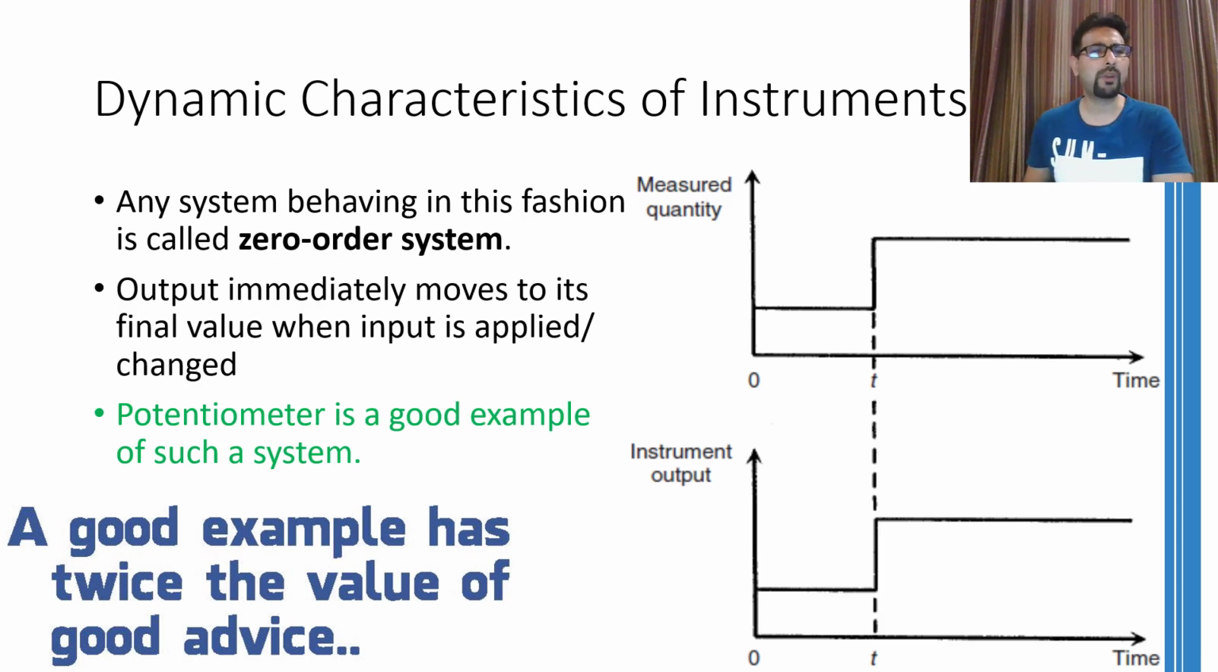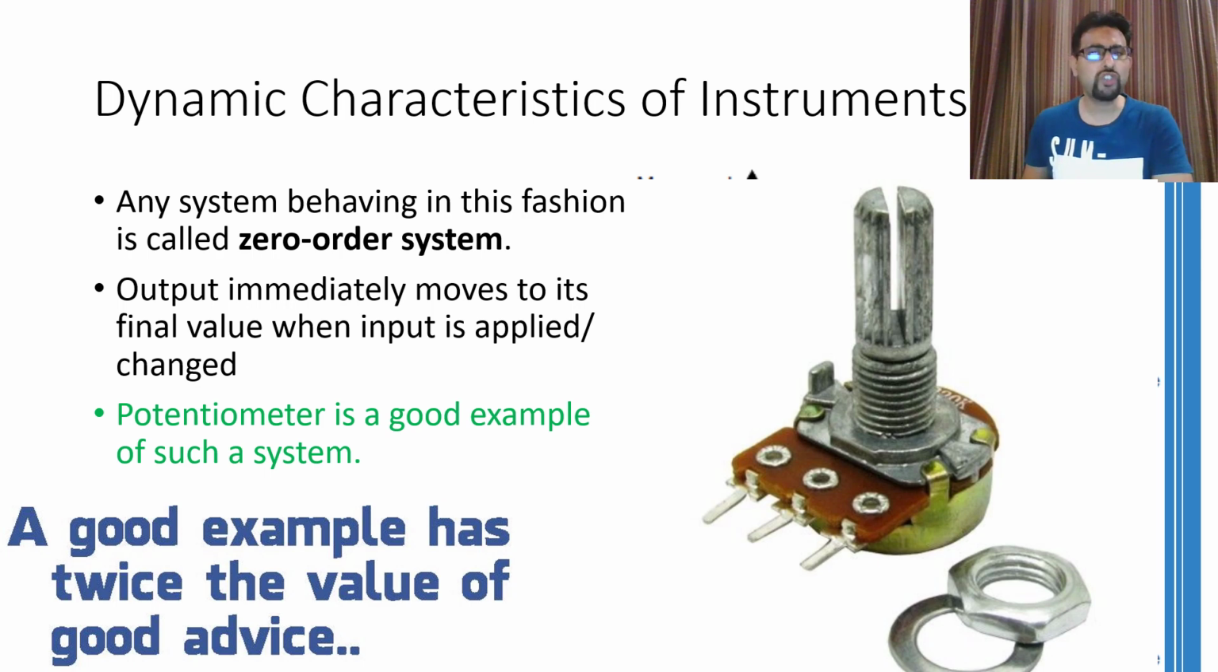A very good example which you have already used is a potentiometer. A potentiometer is a variable resistor whose resistance immediately changes as soon as you rotate the knob or adjust the slider on the potentiometer. It doesn't take some time or even any time to adjust or to change its resistance. Therefore, as soon as you apply the input, the output changes. As soon as you rotate the knob, the resistance changes.